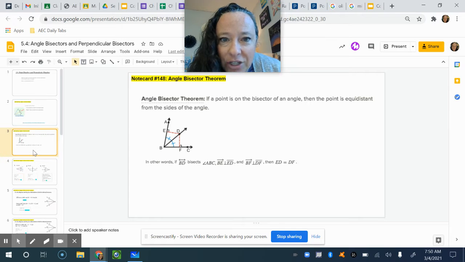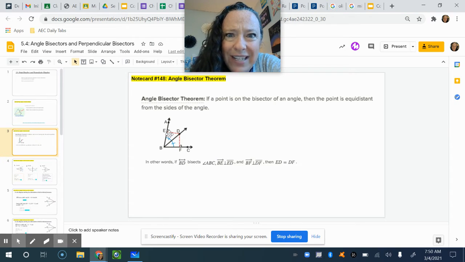Now, this is the special relationship, the angle bisector theorem, note card 148. If a point is actually on the bisector of an angle, then the point is equidistant, meaning the same distance, from the sides of the angle. So take a look at this image. The angle bisector is BD, and we can see that because of these blue arcs and the blue tick marks on them. We know that those two little angles are congruent, so BD is an angle bisector. Since we know it's an angle bisector, we can use the angle bisector theorem that says that any point on that bisector, so we're going to look at D, is equidistant to the sides of the big angle.